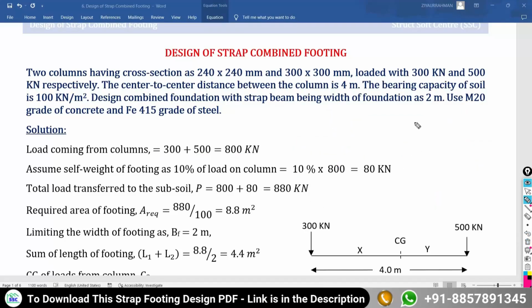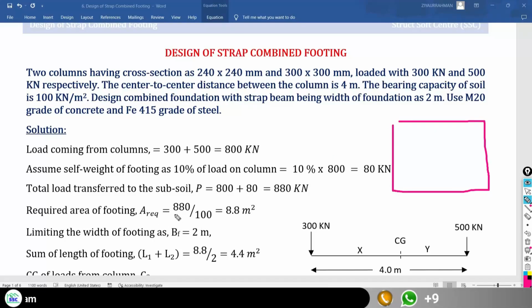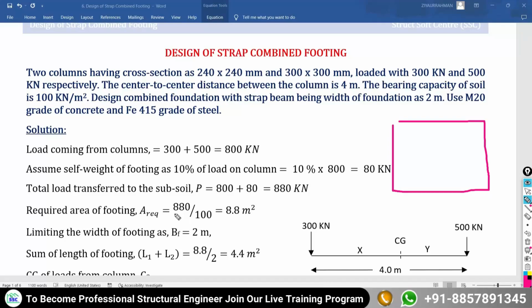Now if you want to find out the actual area of the foundation required overall, you can do that by taking the ratio of the load coming from both of the columns including the self weight of the footing, that is what?